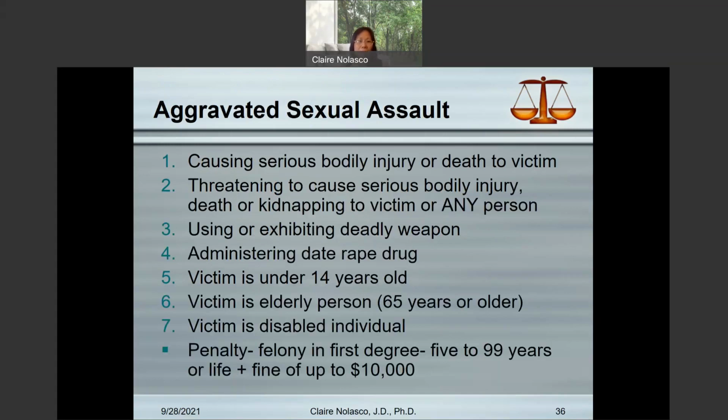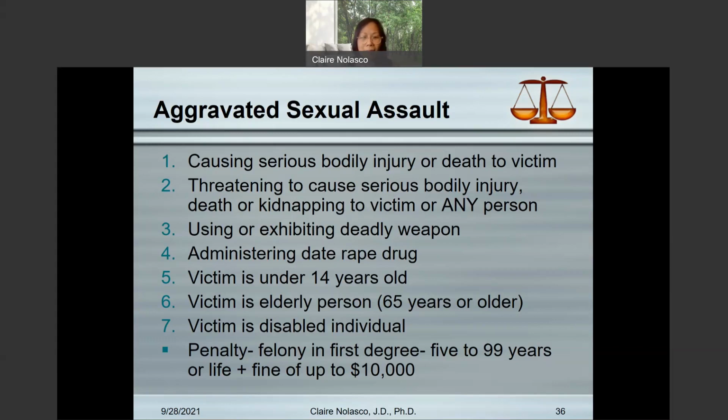What is aggravated sexual assault? First, causing serious bodily injury or death to the victim. Second, threatening to cause serious bodily injury, death, or kidnapping to the victim or any person. Third, using or exhibiting a deadly weapon. Fourth, administering a date rape drug. Fifth, the victim is under 14 years old. Sixth, the victim is an elderly person, 65 years or older. Seventh, the victim is a disabled individual.